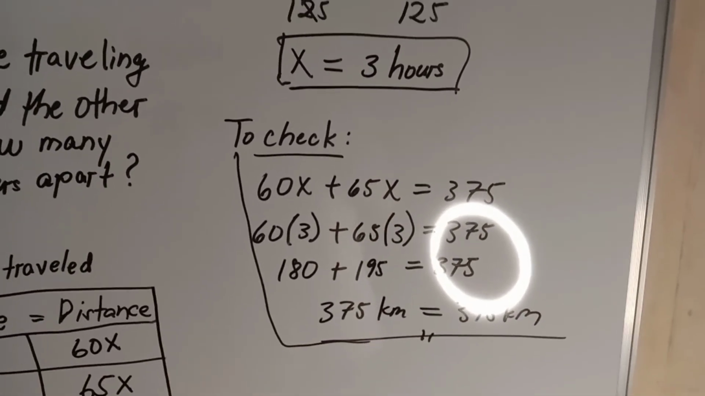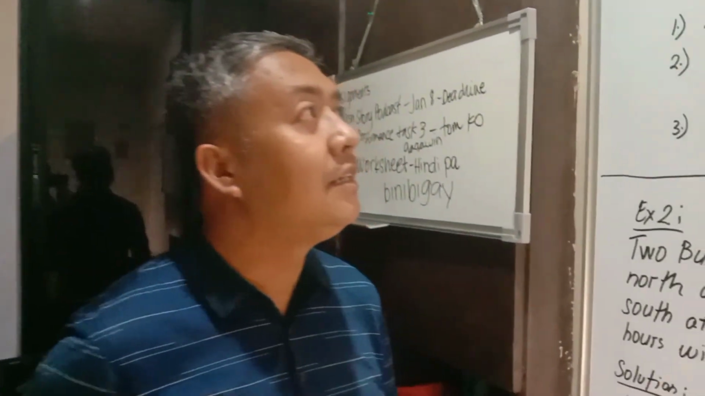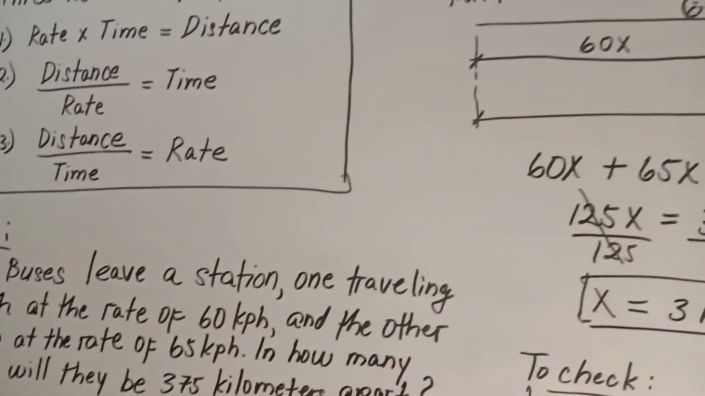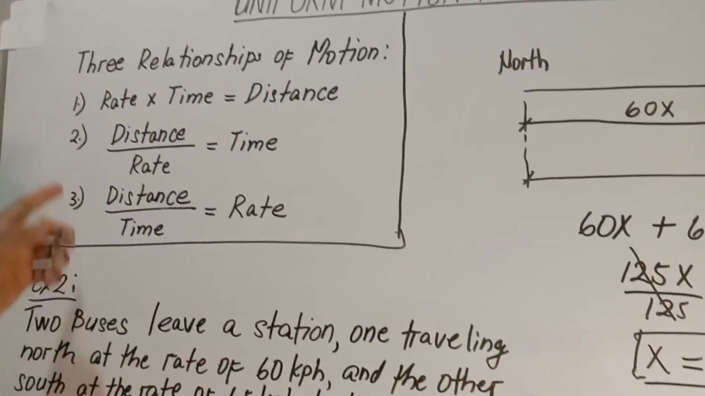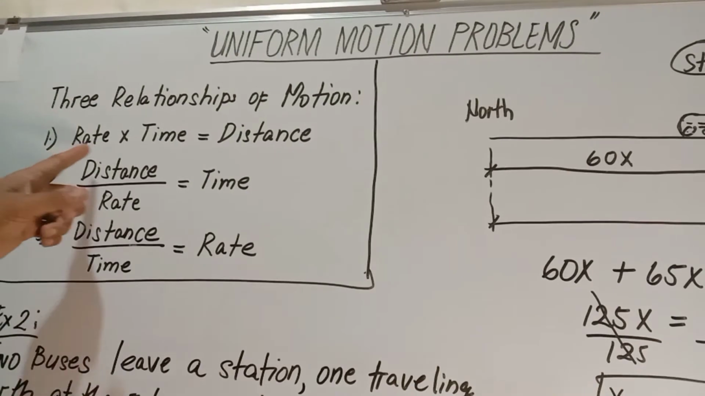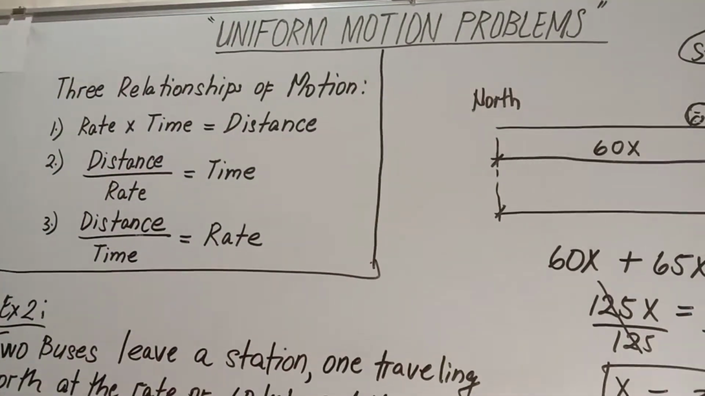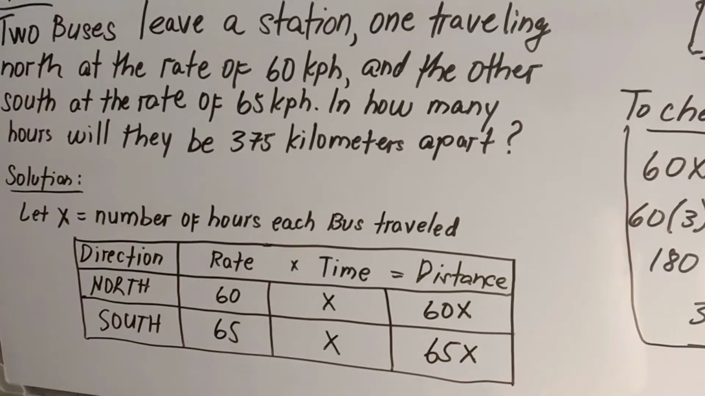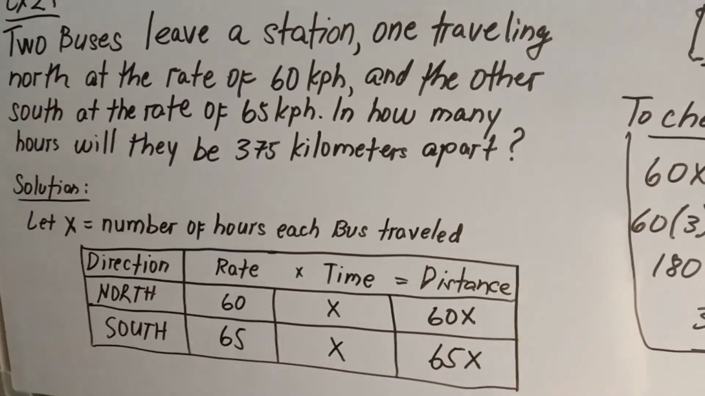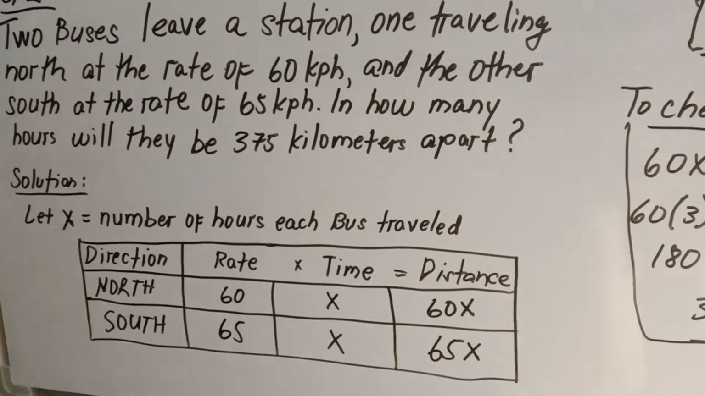Okay guys, I hope you understand this problem regarding motion problems by applying the relationship that rate times time is equal to distance, as you can see in this table. I hope it will be helpful to students who are studying in high school, even in college as well.